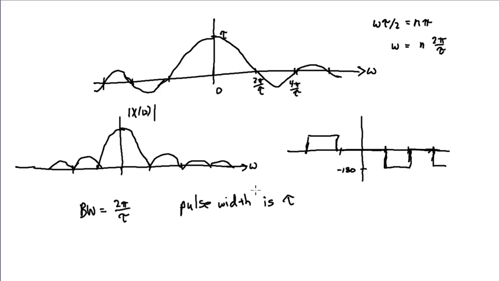And this is a phenomenon we'll see with other signals as well, that the pulse duration and the bandwidth of the signal are inversely proportional. The wider the pulse, the narrower the bandwidth. The narrower the pulse, correspondingly, the wider the bandwidth of the signal.